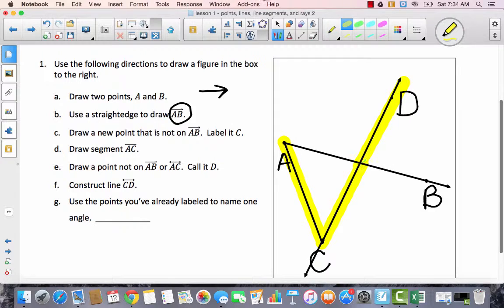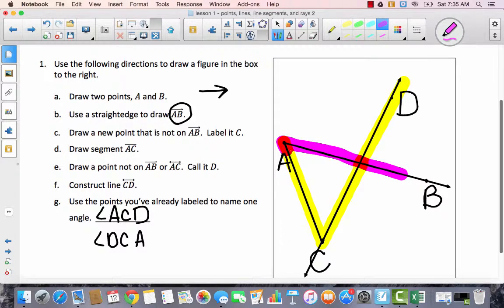So I'm going to call this angle ACD. I could call it angle DCA. You may have seen another angle. I actually could have done this one right here too. I could have done angle, let's do a different color. I could have identified this angle, BAC.